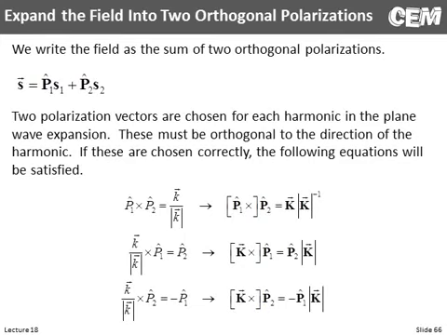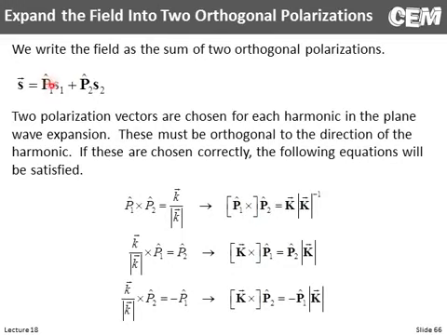Okay, so next operation. We can write any vector as the sum of two orthogonal polarization vectors. So we have this final S, which is the x, y, and z components of our electric field. And we know we can always decompose a wave into two orthogonal polarizations. So that's exactly what we're doing.